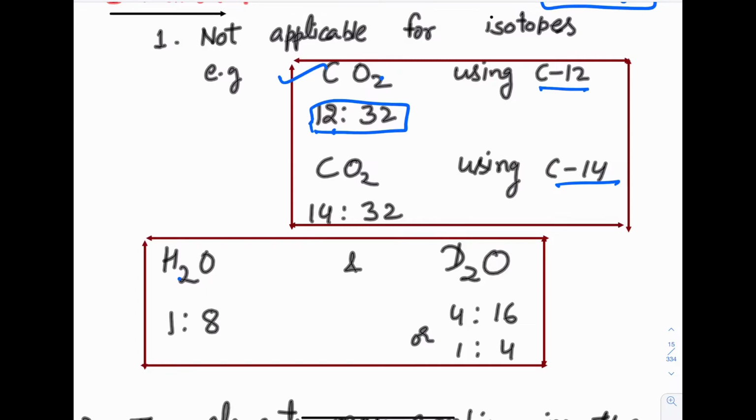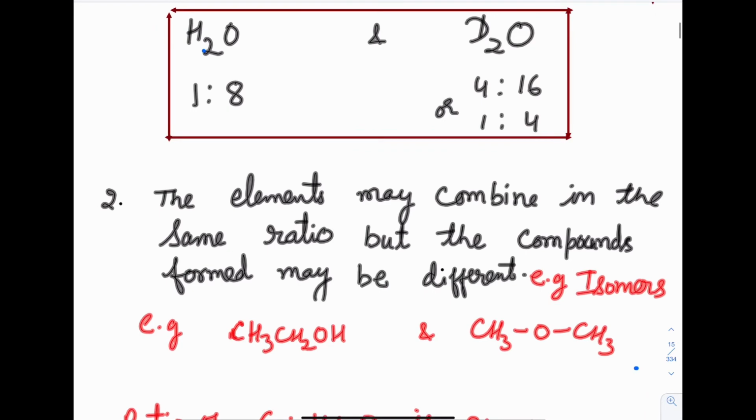Similarly, instead of water, if we use heavy water: in water the ratio is 1:8. The mass of deuterium is double that of hydrogen. If hydrogen has 1 atomic mass, deuterium will have 2 atomic mass. If there are 2 deuterium, then the total mass will be 4, and oxygen is 16. So this ratio, instead of 1:8, is 1:4. So one limitation of this law is when isotopes are involved.